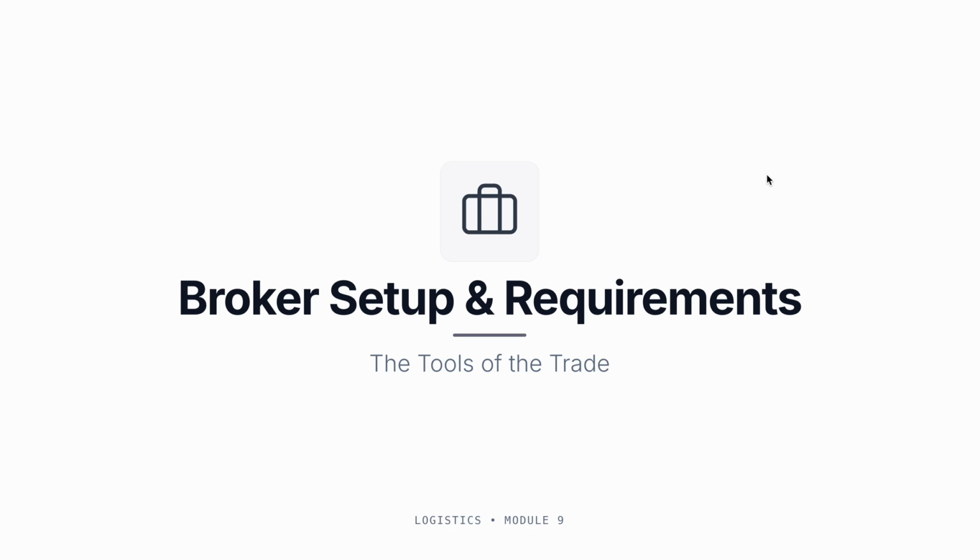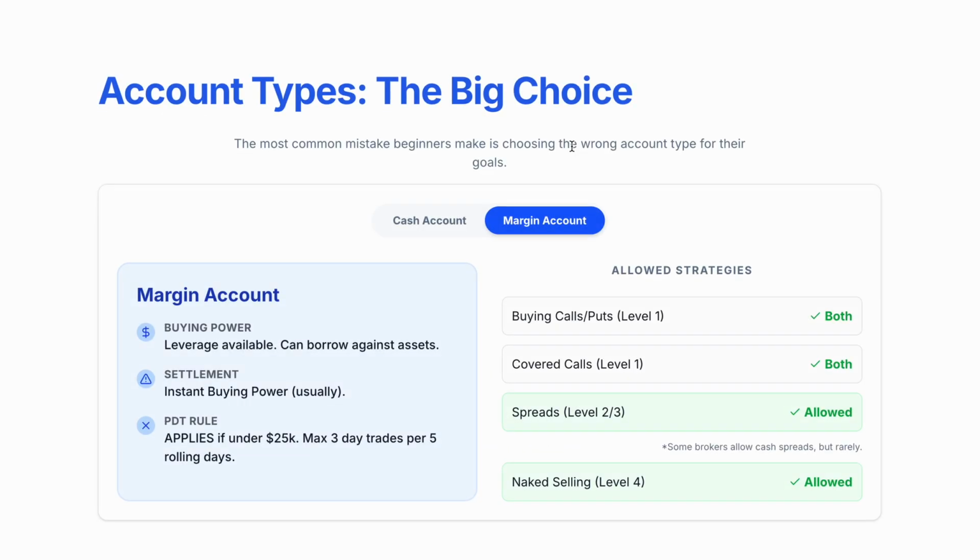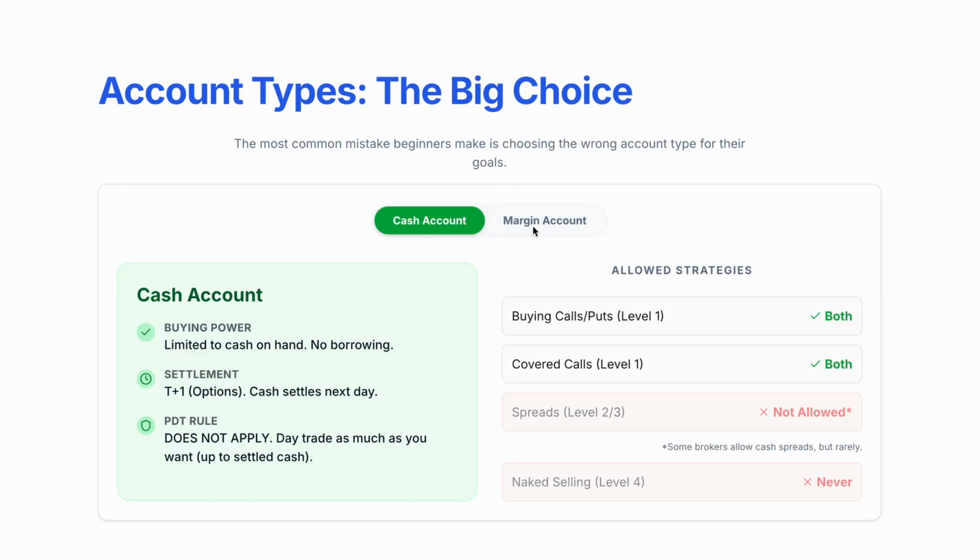So in this one, we're going to talk about broker setup and requirements, the tools of the trade. There are two different account types when you go to set up a broker. There's a cash account and a margin account, right? Now, a cash account, you're essentially limited to the cash on hand. You can't borrow any money.